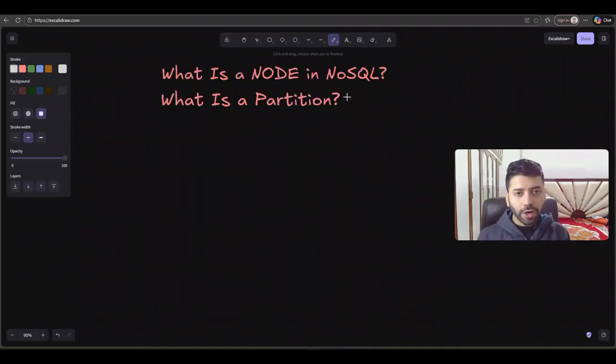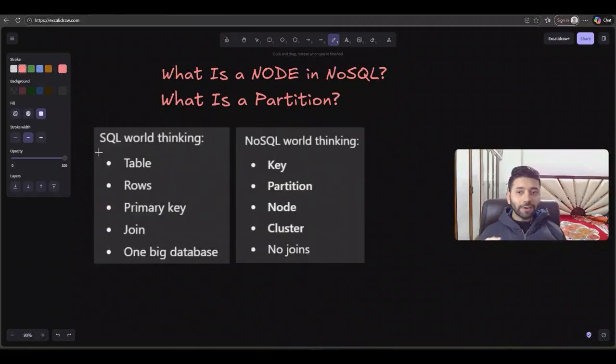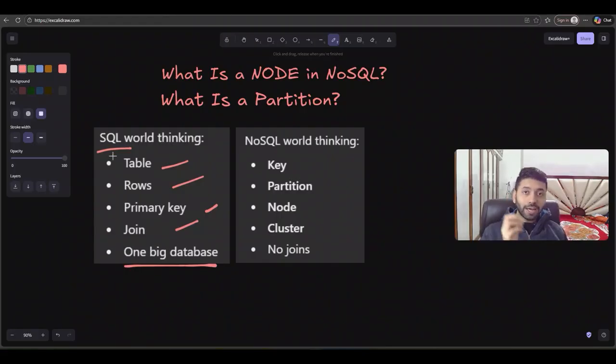Now because we have mentioned node and partition, the very basic questions that may come to your mind are: what is a node and what is a partition in NoSQL? When we talk about SQL databases, we think about tables, rows, primary keys, foreign keys, then we have joins, and we think of it as one big database because sharding or horizontal scaling is difficult to manage, or complex, in SQL databases, correct? So SQL was structured data in tables, and tables can connect with each other or have relations using the key, correct? And then we have joins in it, right?